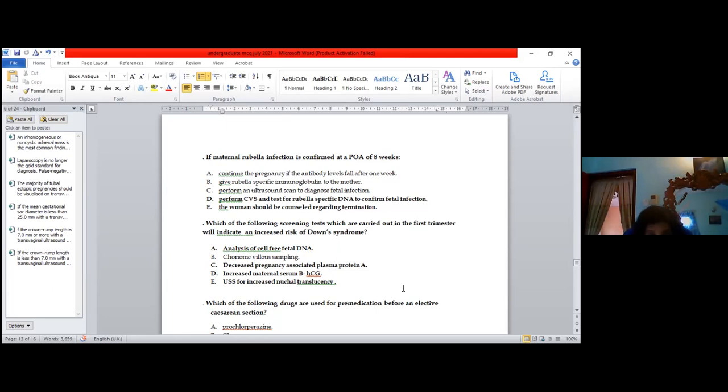The affected baby cannot be diagnosed by ultrasound scan, because the abnormalities are mainly auditory, neurological and ocular, which cannot be diagnosed by ultrasound scan. So therefore, we actually counsel regarding termination. If the woman requests further confirmation, then we can do CVS for rubella specific DNA. There's no immunoglobulin to prevent or treat rubella.